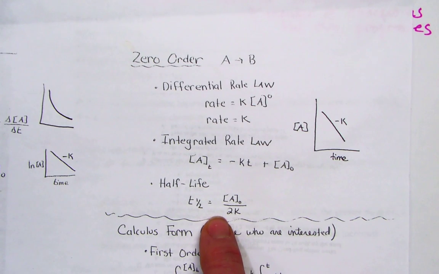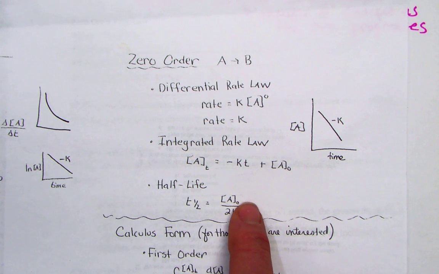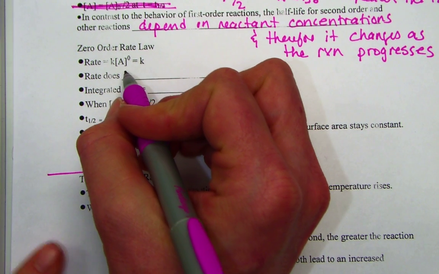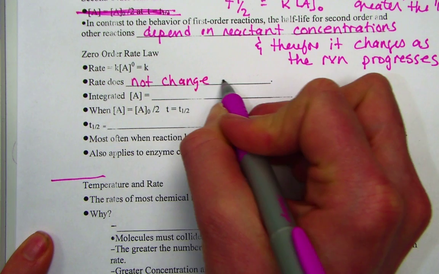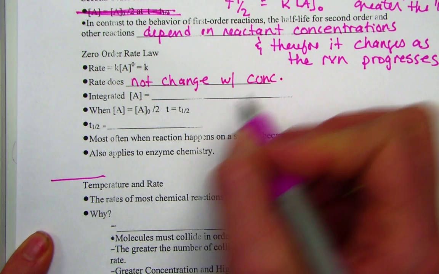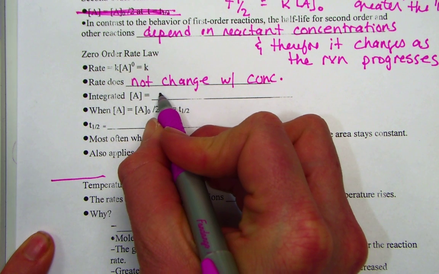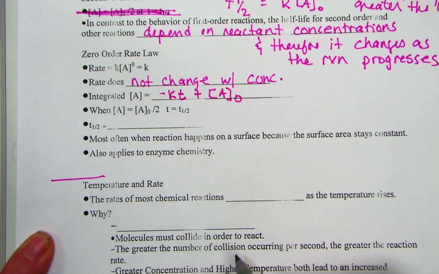We also can see on our formula page the half-life for a zero order: the original concentration set over 2 times the rate constant K, half the original concentration over the constant K. So we're just really looking at those formulas. So in a zero order, the rate does not change with concentration. The integrated form says the concentration of A is directly equal to negative Kt plus the original concentration of A.